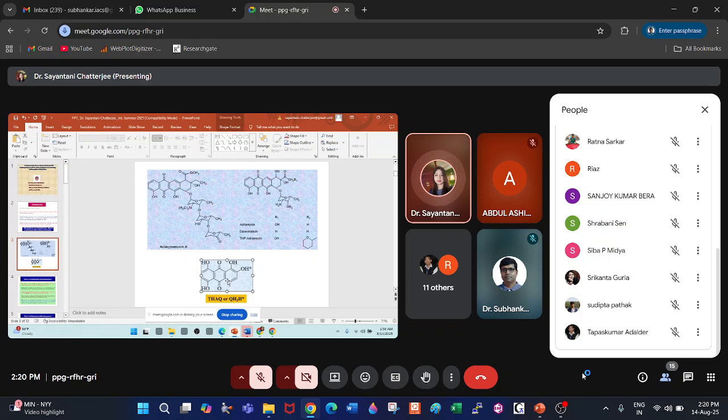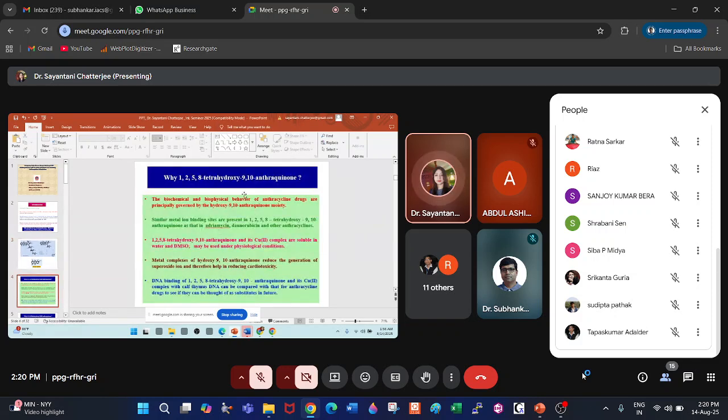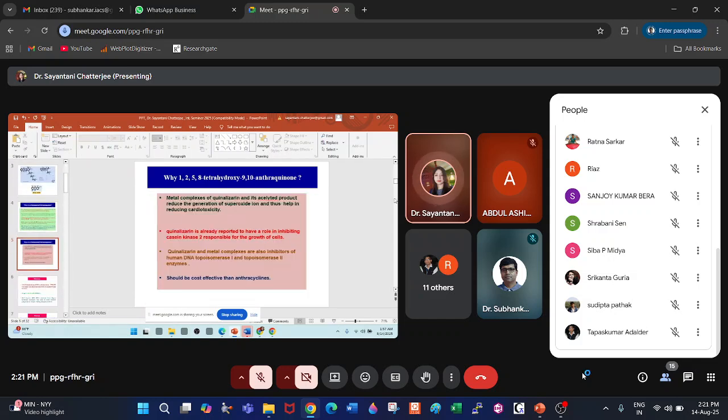And we have chosen 1,2,5,8-tetrahydroxy-9,10-anthraquinone, quinalizarin. Now the question is, why is quinalizarin chosen? It has similar binding sites to those of anthracyclines. It also inhibits DNA topoisomerase 1 and 2 enzymes and reduces generation of free radicals. Additionally, its metal complexes are DMSO and water soluble.